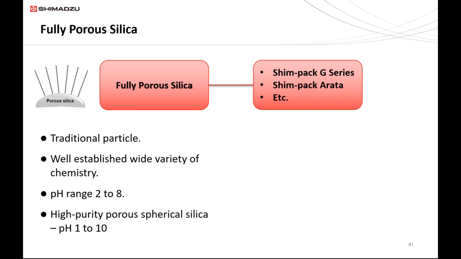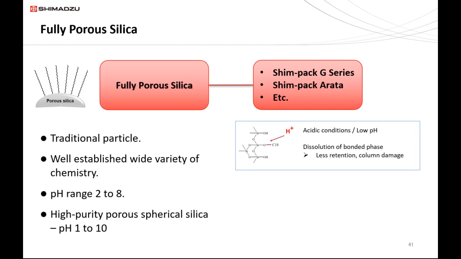This is because under highly acidic condition, dissolution of bonded phase will occur, causing the loss of the stationary phase. You will start to see reduction in retentivity of the column, and eventually the column will become damaged and you would have to replace the column.